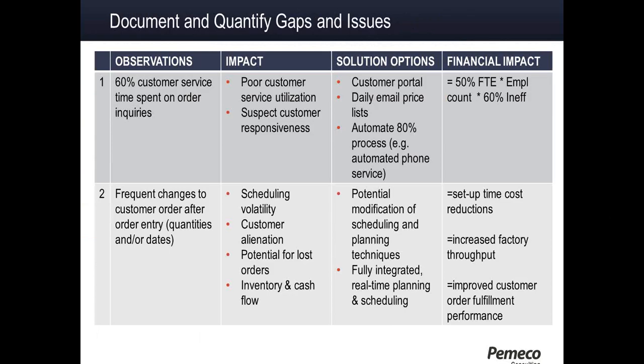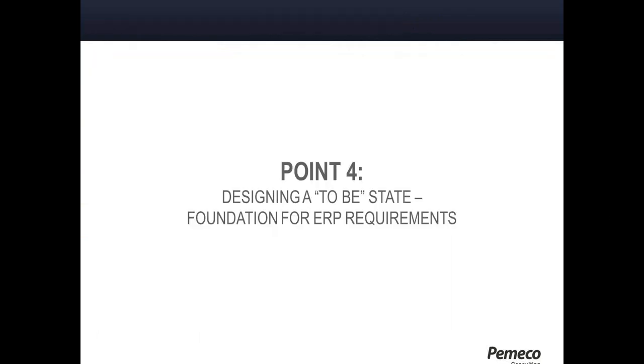The second item is frequent changes to customer orders, and this gets more into your schedule volatility and potential customer alienation. You can have lost orders, inventory and cash flow issues. Solution options: it may be a scheduling and planning issue. We may just need an integrated real-time planning system. The financial impacts are setup time costs and increased factory throughput. Again, these are just samples of the types of issues that we will provide you as we go through the as-is portion of the analysis.